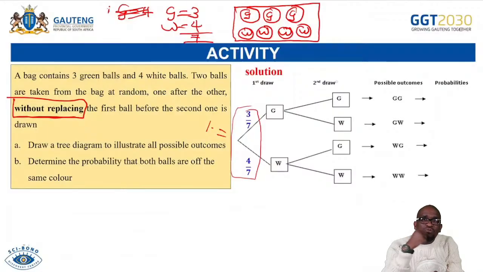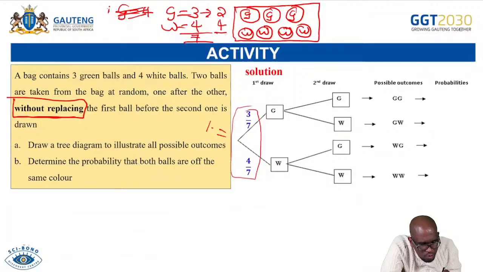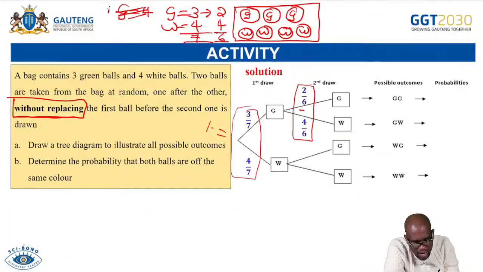Now, you want to know what would happen on the second draw. It depends on what happened on the first draw. If the first ball was green, it means that now you have 1 less green ball. So you now have 2 green, 4 white, which makes a total of 6. So what is the probability that the second one would be green? It will be 2 divided by 6. For it to be white, you still have 4 white balls, so it will be 4 divided by 6. If you add these probabilities, you still get 1.